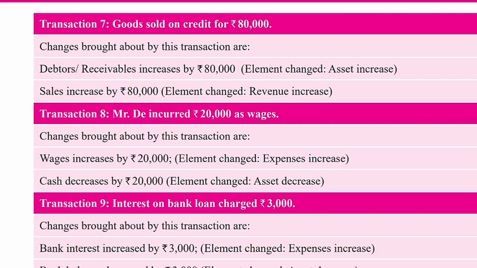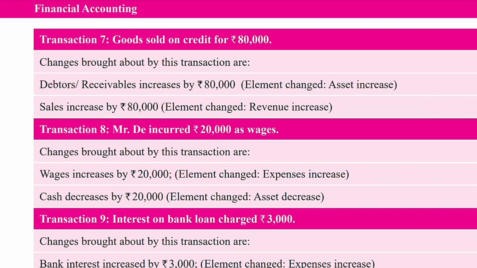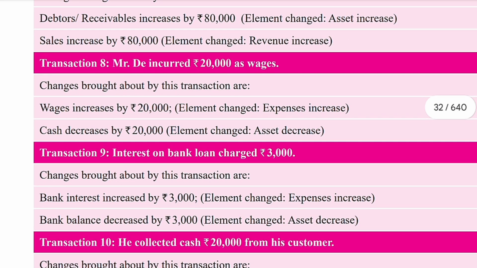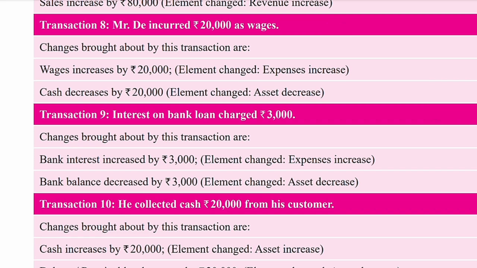So what is happening here? He's got debtors, right? Debtors means those people who are owing money to us. So the debtors is increasing. Debtors is an asset. So debtors is increasing by 80,000, and he has sold it, right? So that is sales only. So revenue is also increasing. We have to recognize it likewise. And transaction 8. Mr. Suman incurred rupees 20,000 as wages. So 20,000 wages is an expense. When expense increases, we have to debit.